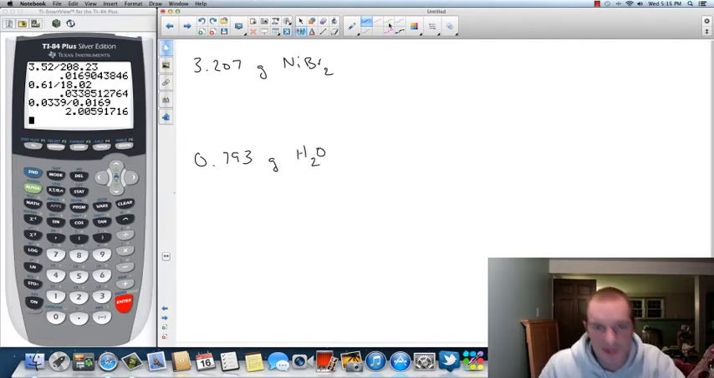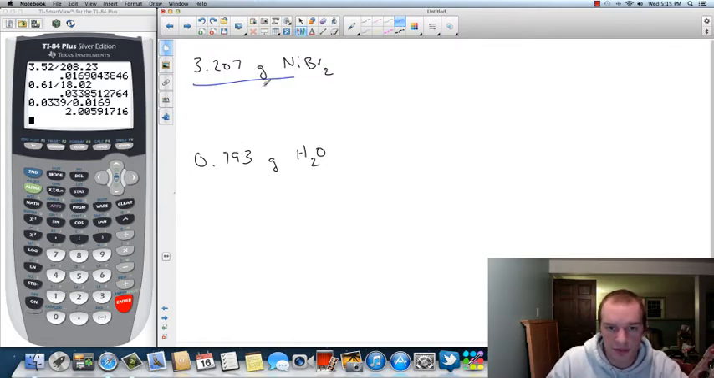I took this from a textbook example, and if you're paying attention to the beginning of the video, you might have seen 4 at the beginning. What it read was that a 4-gram sample of nickel bromide hydrate drives off 0.793 grams of water, and it wants to know what's the empirical formula from there. So that's where those numbers came from. Let's go ahead and perform this calculation.